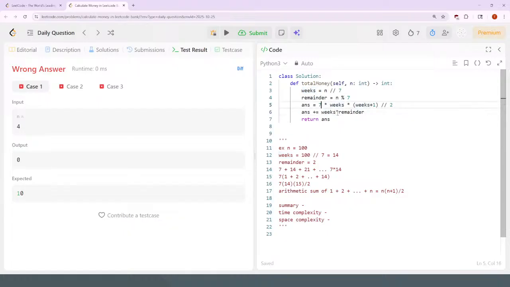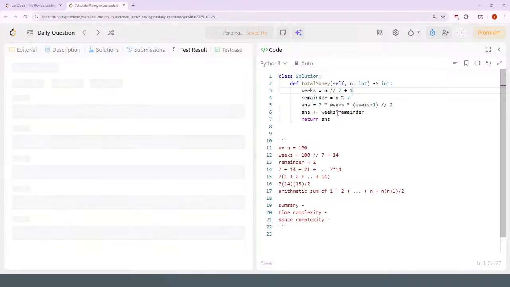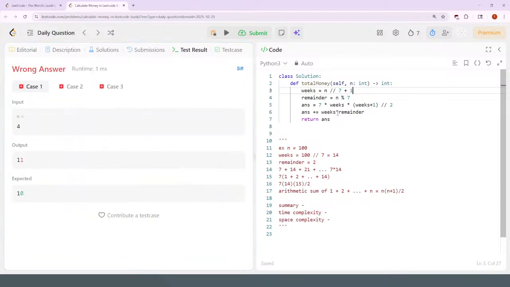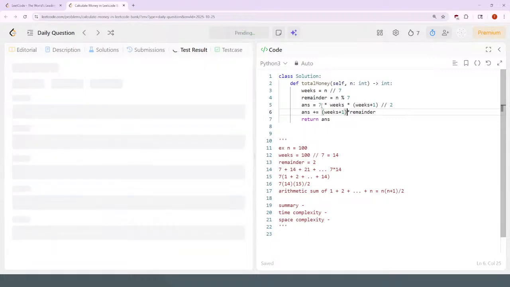So I think maybe weeks should be n divided by 7 plus 1. Well, still pretty off. Now am I off by 1? Not really. All right, let's think this through. N is 4. Weeks is going to be 1. No, that definitely is wrong. Number of weeks is still n divided by 7 here. Answer is just weeks plus 1. Put the plus 1 in the wrong spot.